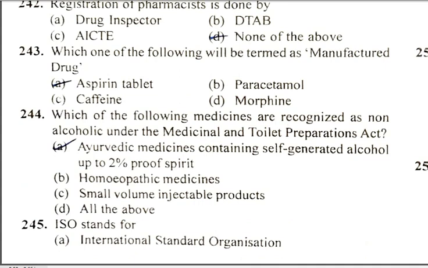It is given here, that is Ayurvedic medicines containing self-generated alcohol up to 2% proof spirit. And ISO stands for... so this is very easy.